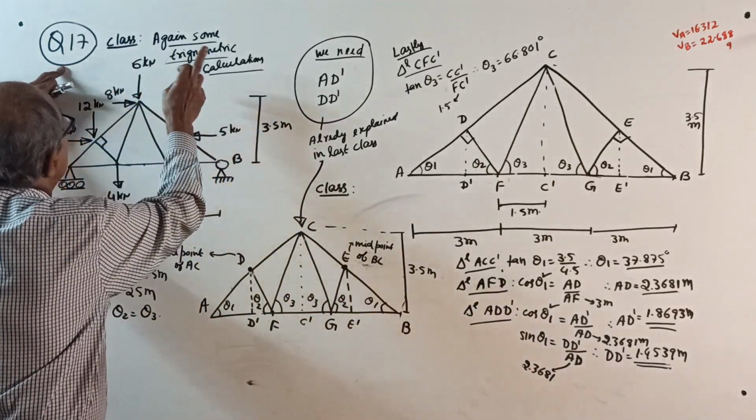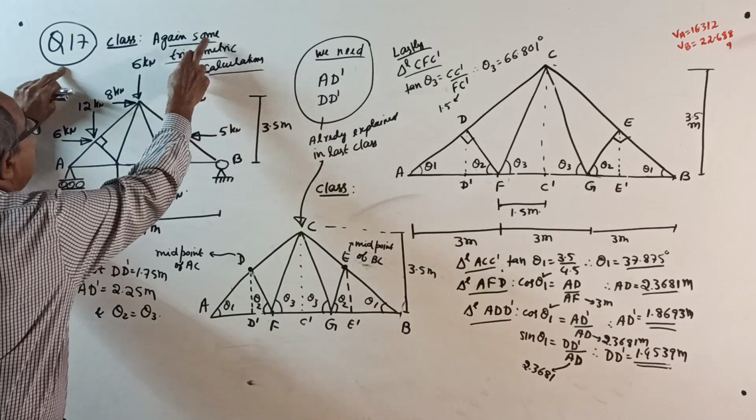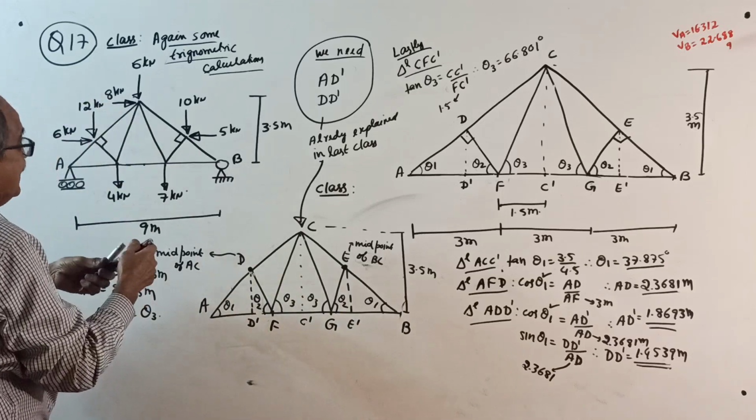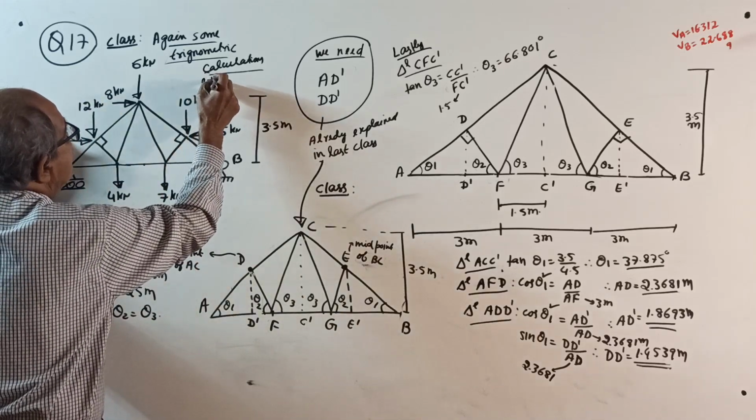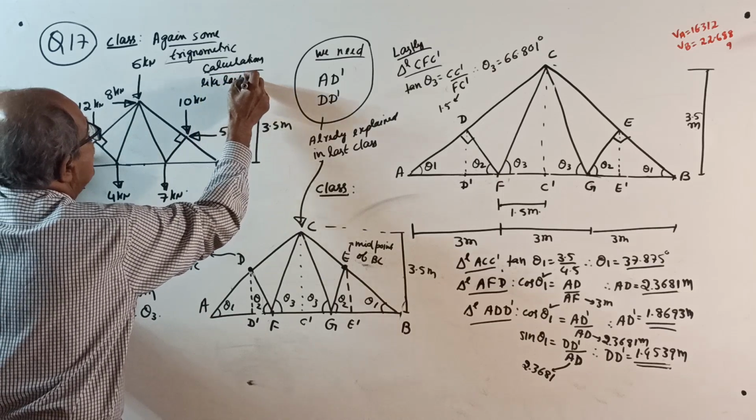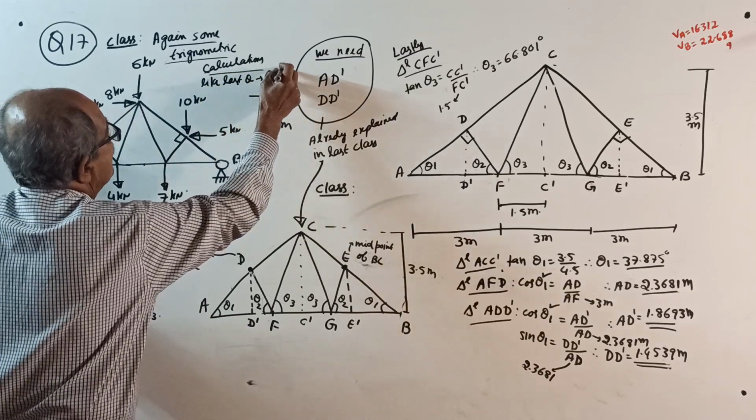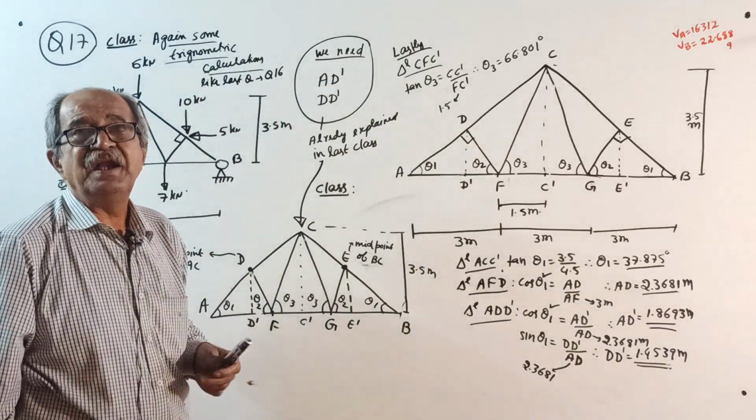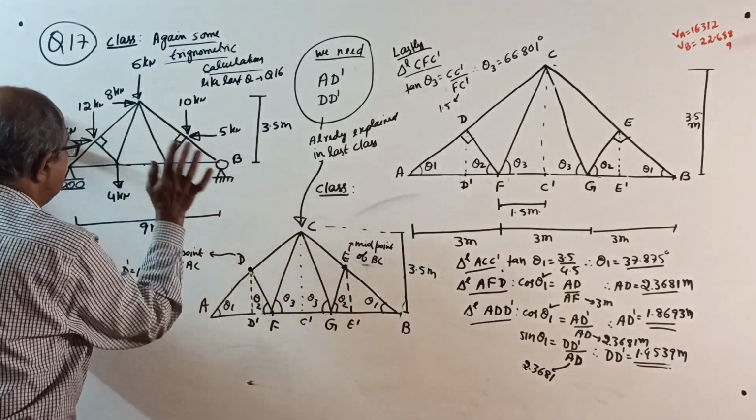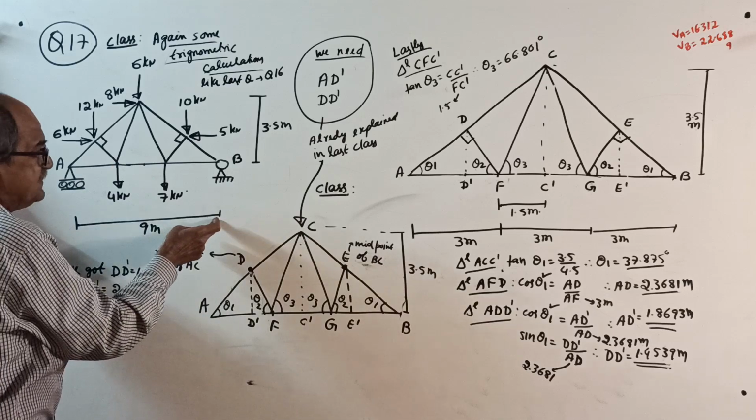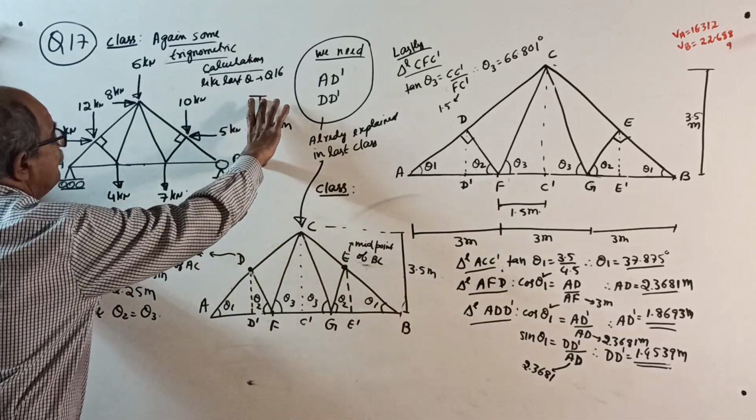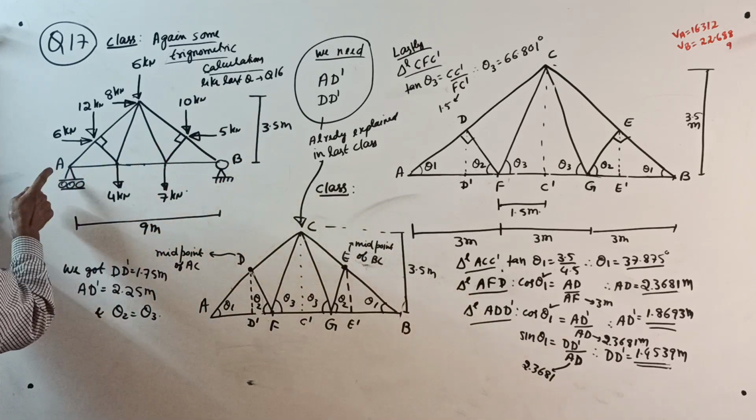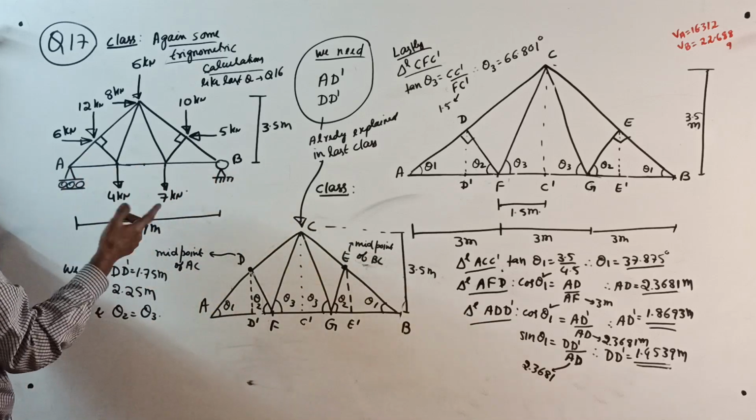Question 17. Class, again some trigonometric calculations. Like last time, you can write here. Last question, question number 16, was done in the last class. For a thorough understanding, I have taken the same type. Here, 9 meter, last time also 9 meter. Height 3.5 meter, divided into 3 parts. Of course, last time the hinge was here and the roller here; I interchanged them. That is not a problem.